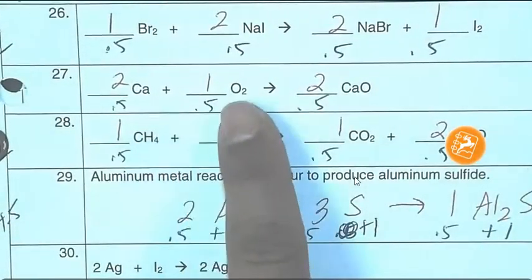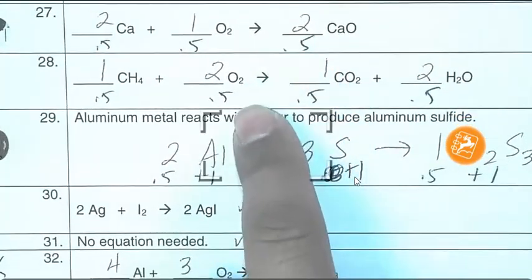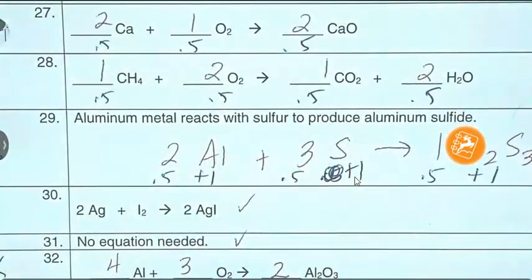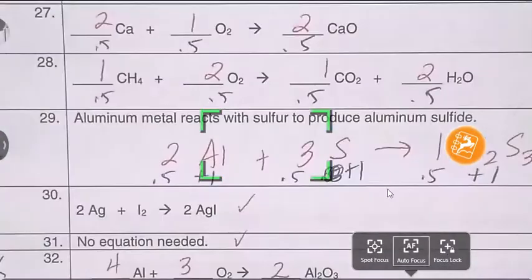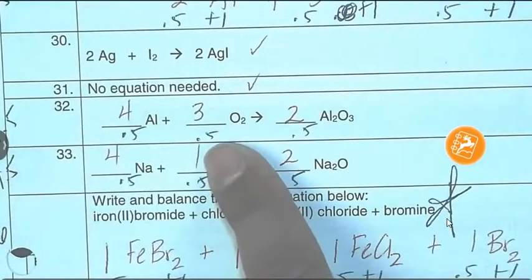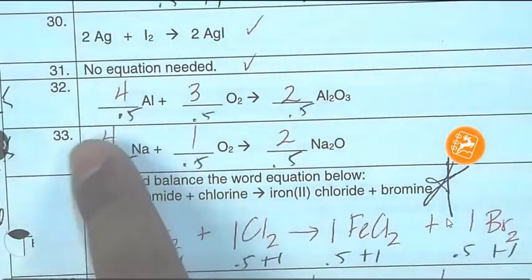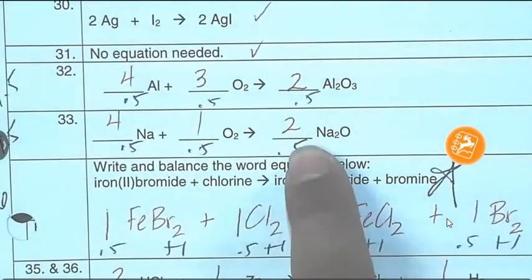27, 2, 1, arrow, 2. 28, 1, 2, arrow, 1, 2. And then 29, remember, substances are worth 1, so it's 2 Al plus 3S, arrow 1 Al2S3. 32 is 4, 3, arrow 2. 33 is 4, 1, arrow 2.